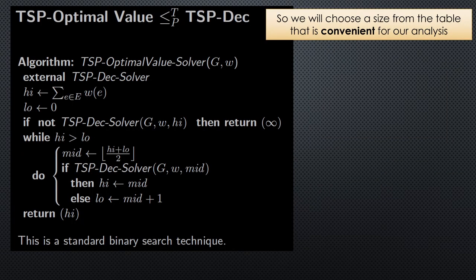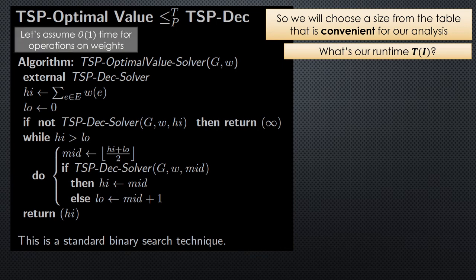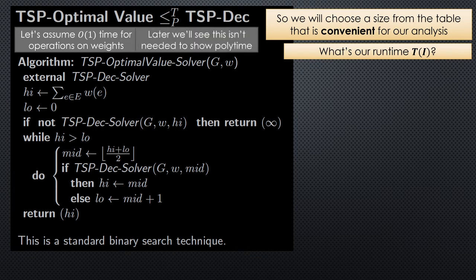Well, for TSP optimal value, we're going to pick a size from our cheat sheet table that's convenient for our analysis. We're going to pick something that's close in form to our runtime. So what's our runtime? Let's compute that. Let's assume O(1) time for operations on weights. Later I'll show that this O(1) unit cost assumption doesn't really make a difference in terms of whether this is a polytime reduction or not. Even if accessing weights took log of the weight's size time, a non-unit cost model wouldn't make a difference to the question of whether this is polytime.